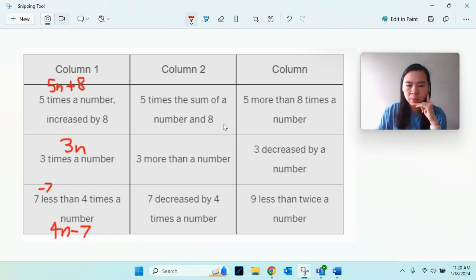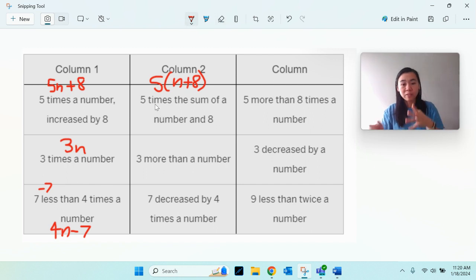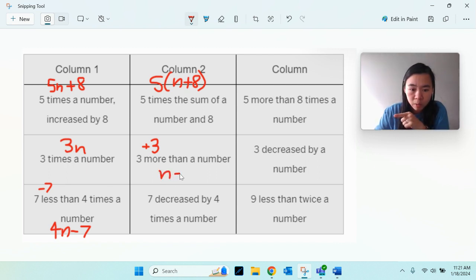Okay, column 2. 5 times the sum of a number and 8. 5 times the sum of, we're going to do this part in parentheses, the sum of a number and 8. What does sum mean? Addition. So the sum of a number and 8. So 5 times the sum of a number and 8. This one's a little bit tricky. You might not have known to use those parentheses, but we're multiplying 5. Well, I guess first we are finding the sum of a number and 8, and then we want 5 of those. 3 more than a number, more than, plus 3. So not 3 plus a number, 3 more than. So we're going to start with a number and then add 3.